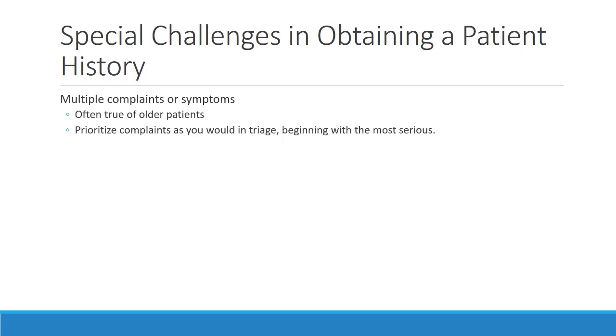You want to prioritize complaints as you would in triage, beginning with the most serious. So if someone is complaining of chest pain, and while they were going to the phone to call 911, they stubbed their toe on the table, they may very well be complaining of a broken toe. But that broken toe is not going to kill them, where the ischemic chest pain may very well kill them. So it is important to prioritize those complaints and work down through those various complaints.